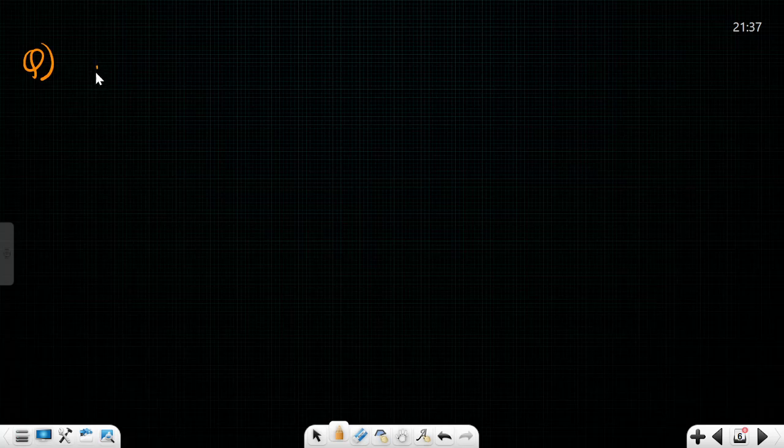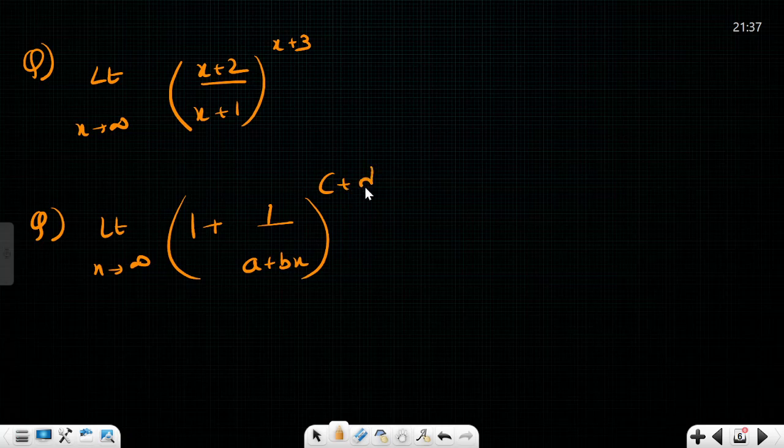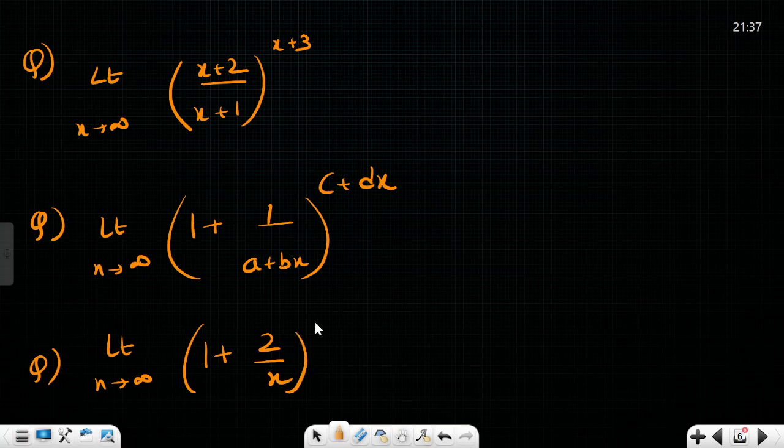Please take the screenshot. Limit x tends to infinity, x plus 2 by x plus 1 power x plus 3. Next question, limit x tends to infinity, 1 plus 1 by a plus bx power c plus dx. Next, limit x tends to infinity, 1 plus 2 by x power x.